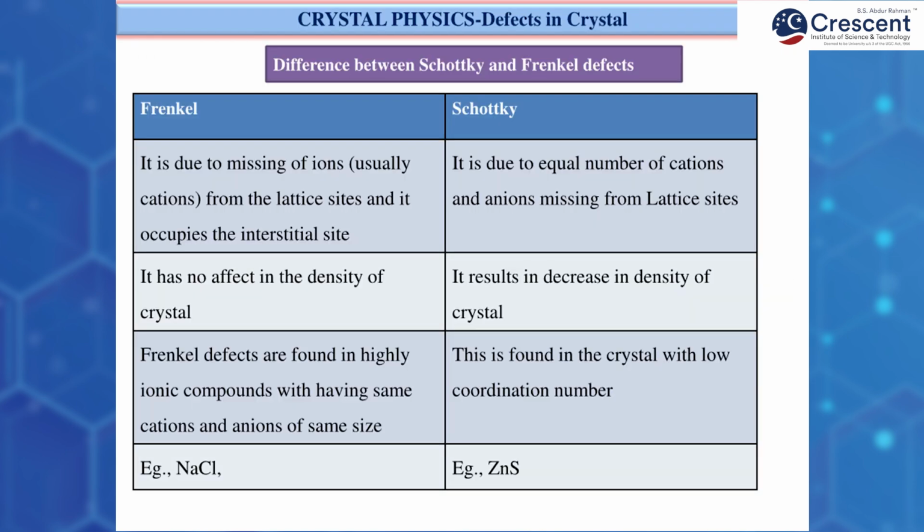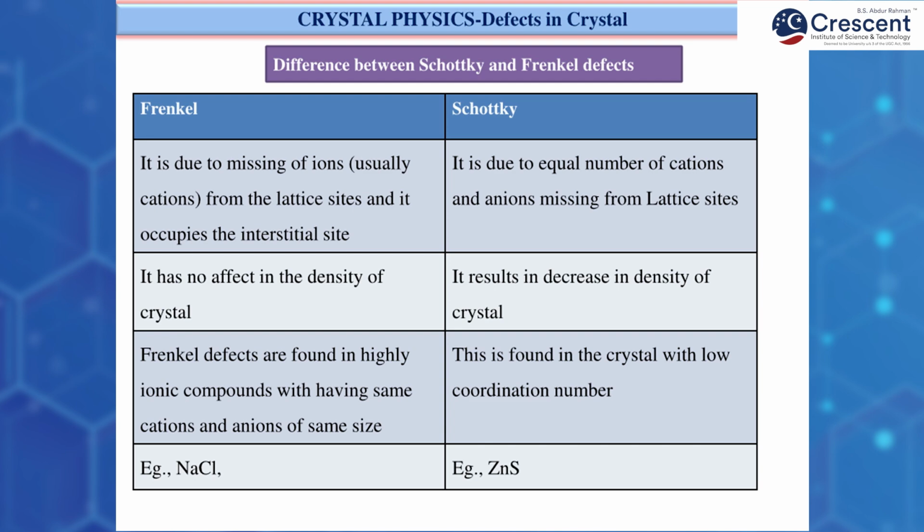So can you see here the difference between the Schottky and Frenkel defect? It is due to the missing of ions. In the Frenkel defect, usually the cation is missing. In the Schottky defect, it is due to an equal number of cations and anions missing from the regular sites. The Frenkel defect has no effect on the density of the crystal. In the Schottky defect, there is a decrease in the density of the crystal because a pair of ions are missing.